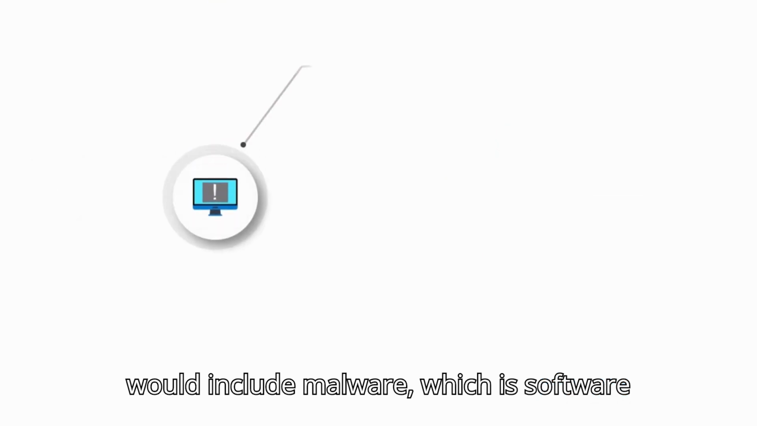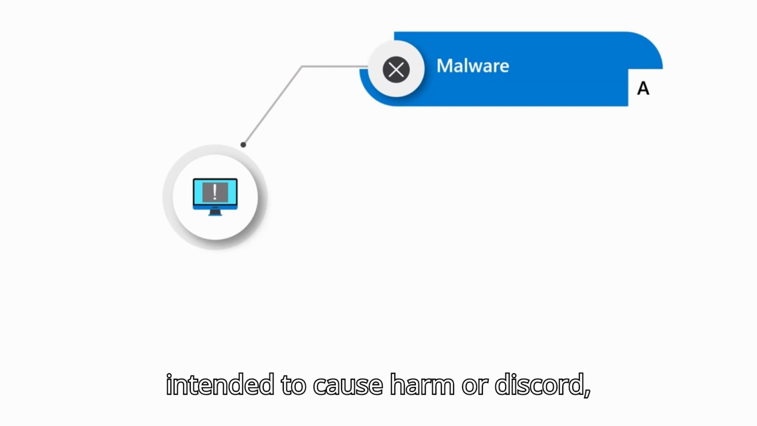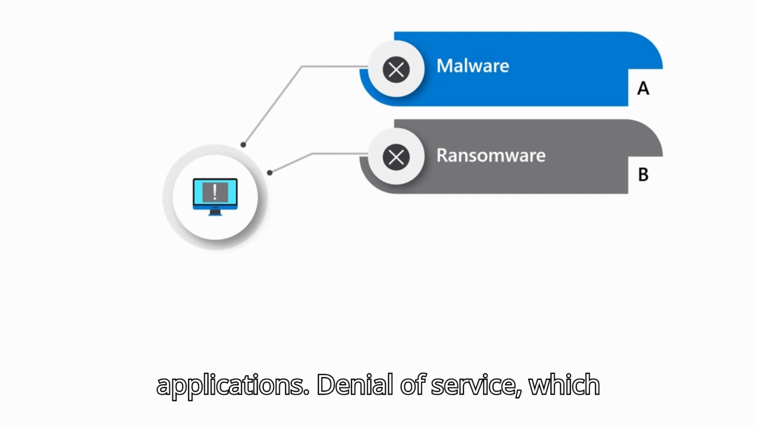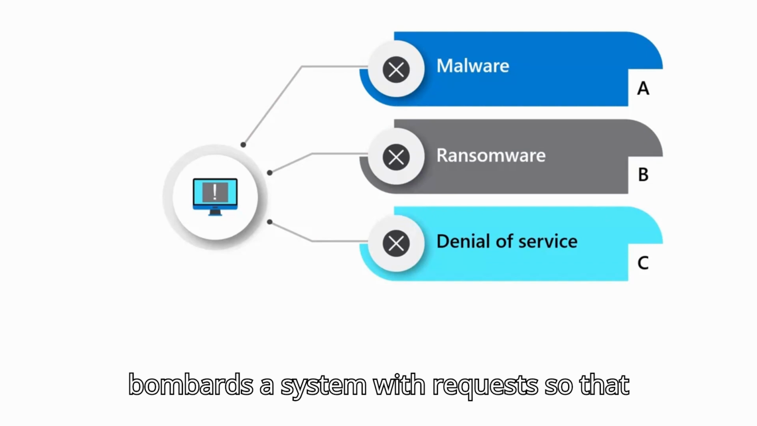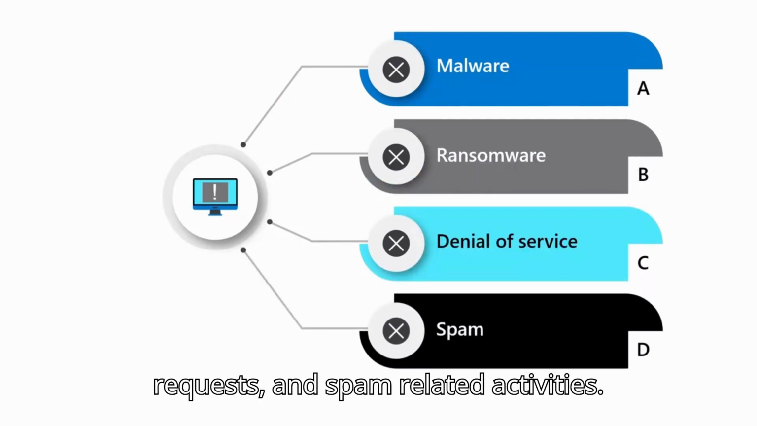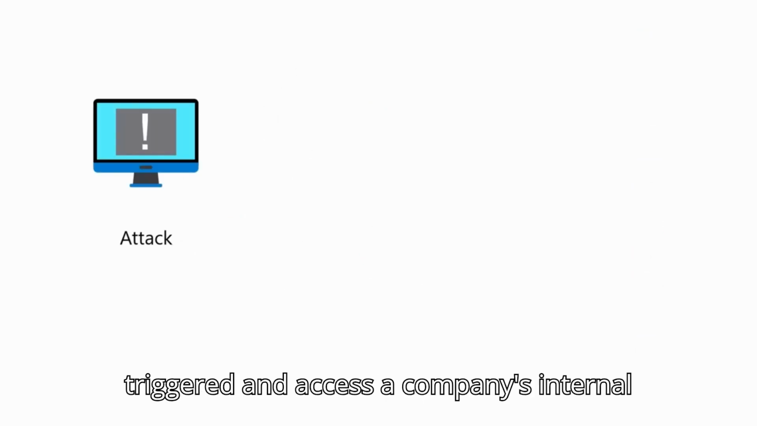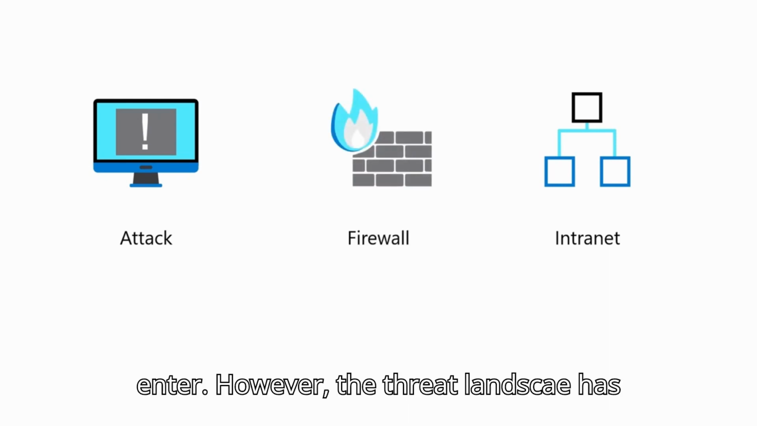Threats of note would include malware, which is software intended to cause harm or discord; ransomware, which prevents an organization from accessing its own applications; denial of service, which bombards a system with requests so that it cannot respond to legitimate digital requests; and spam-related activities. These attacks are typically clicked or triggered and access a company's internal system. To prevent this, a firewall limits the content that is allowed to enter.